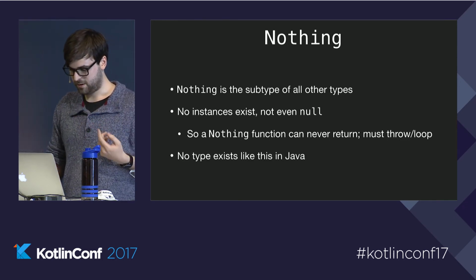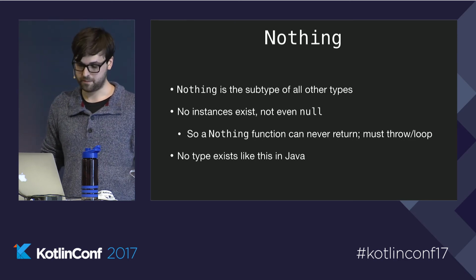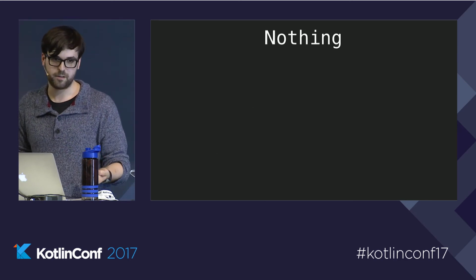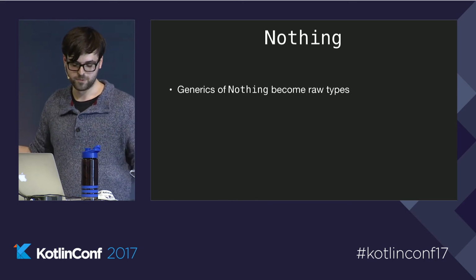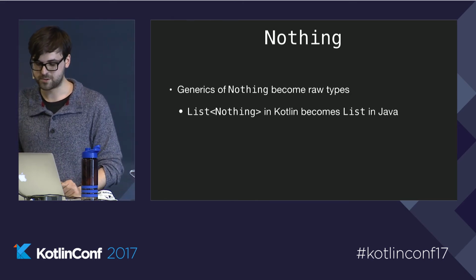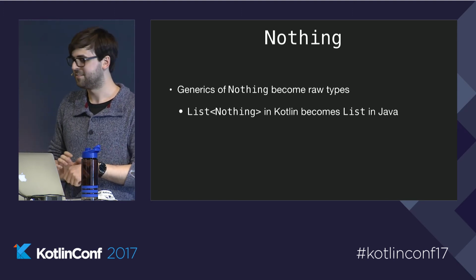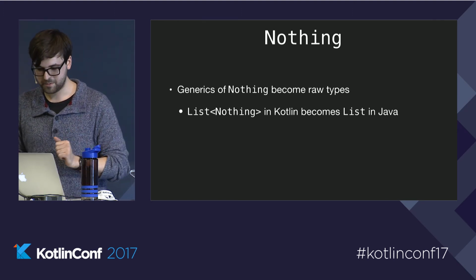So what happens in Java to Nothing? A generic of Nothing becomes a raw type. So for example, if you have something that returns a list of Nothing, which is weird, I don't know why you would, it becomes just a List, like a raw list, right? Just something to be cognizant of.